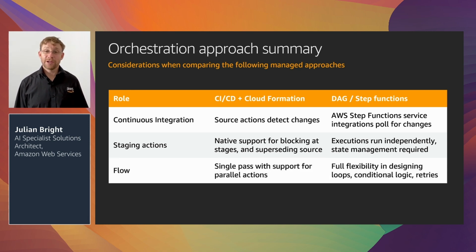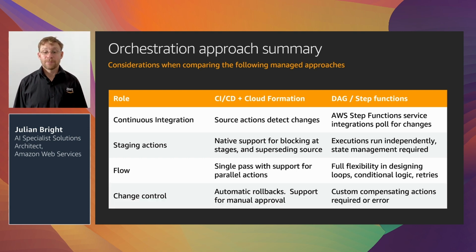The flow of a CodePipeline allows a single pass through the pipeline with support for parallel actions, as we saw. Step Functions are a lot more flexible because you can design loops, conditional logic, retries, etc. And in terms of change control, when leveraging CloudFormation with CodePipeline in particular, there's great support for automatic rollbacks, and having those approval steps means that you can have gates so that you can have a human in the loop reviewing this process before moving forward. So with Step Functions, you need to build in some compensating actions to be able to roll back any steps, as well as handle errors that were produced as part of this process.